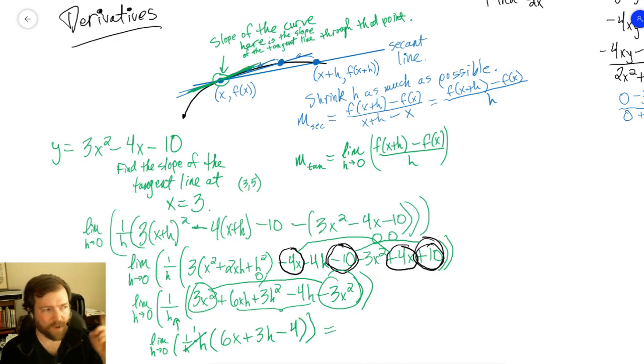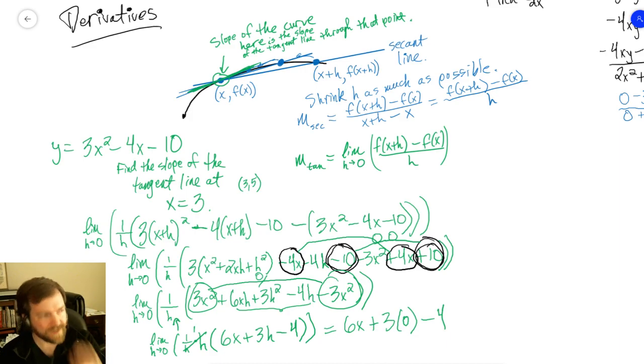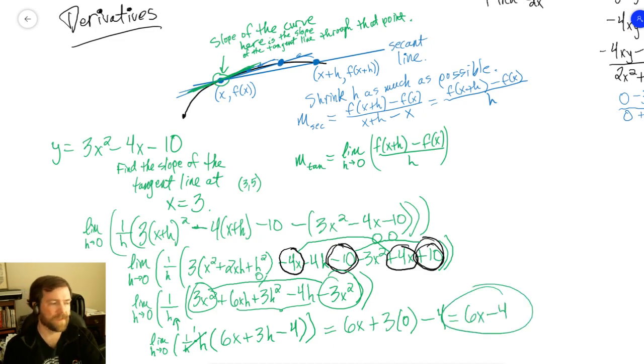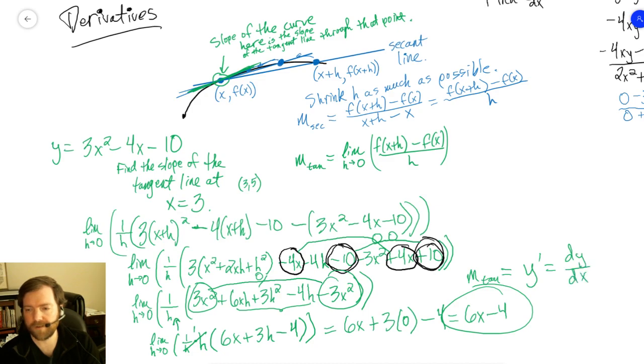And interestingly enough, when you do the direct substitution now, take the limit as h approaches 0. When you plug in 0 in place of h, you get 6x plus 3 times 0 minus 4, but the rest of it is intact. Everything else is intact. This makes then 6x minus 4. This is the slope of the tangent line, which is equal to y prime or dy dx. Probably heard all of these terms before at some point.